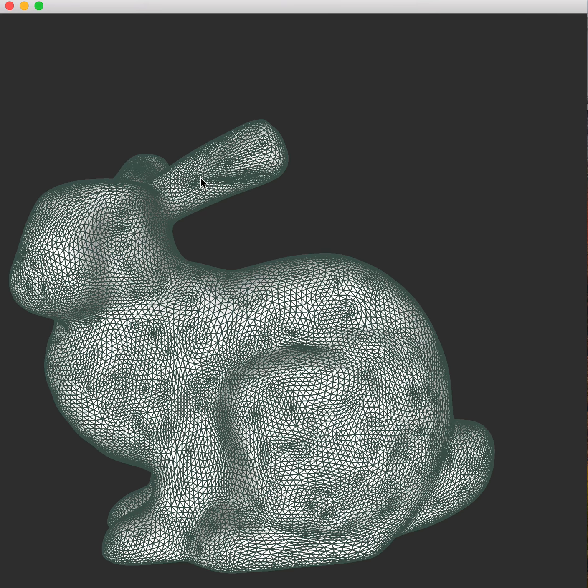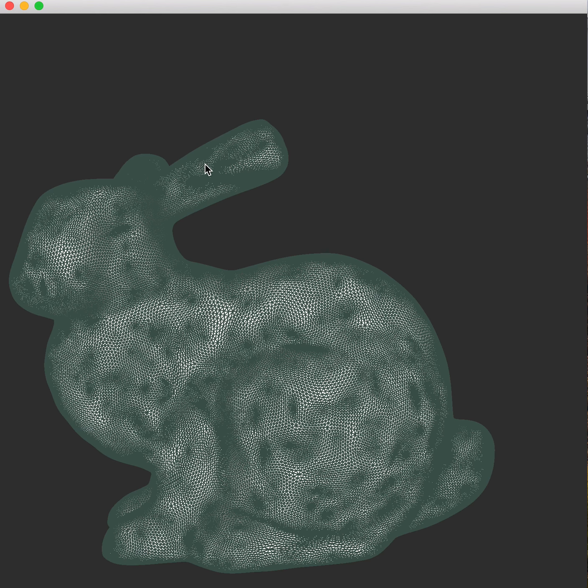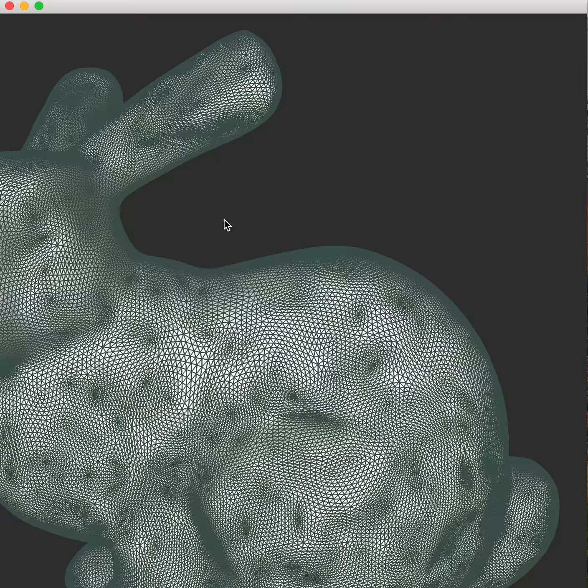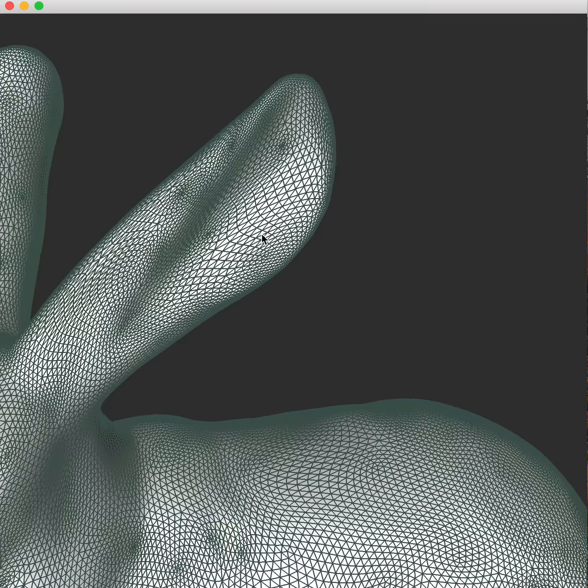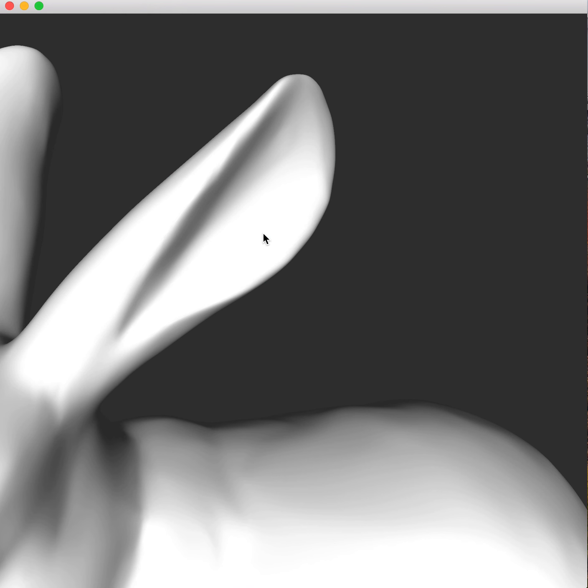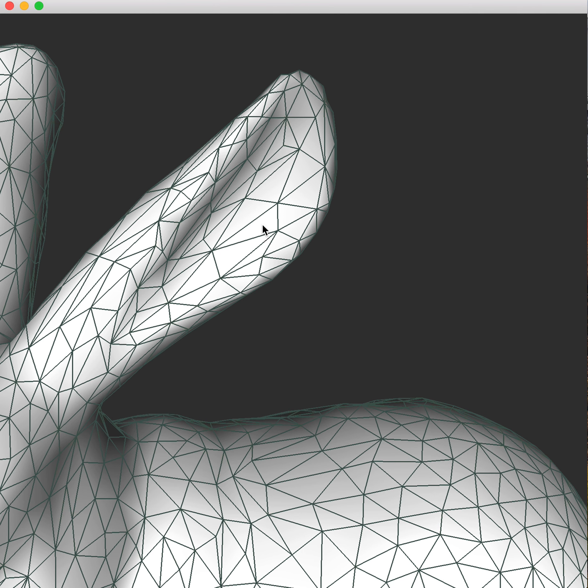Let's wait for this last iteration to finish, and I'll show you, for comparison, the original. And you can clearly see the difference.